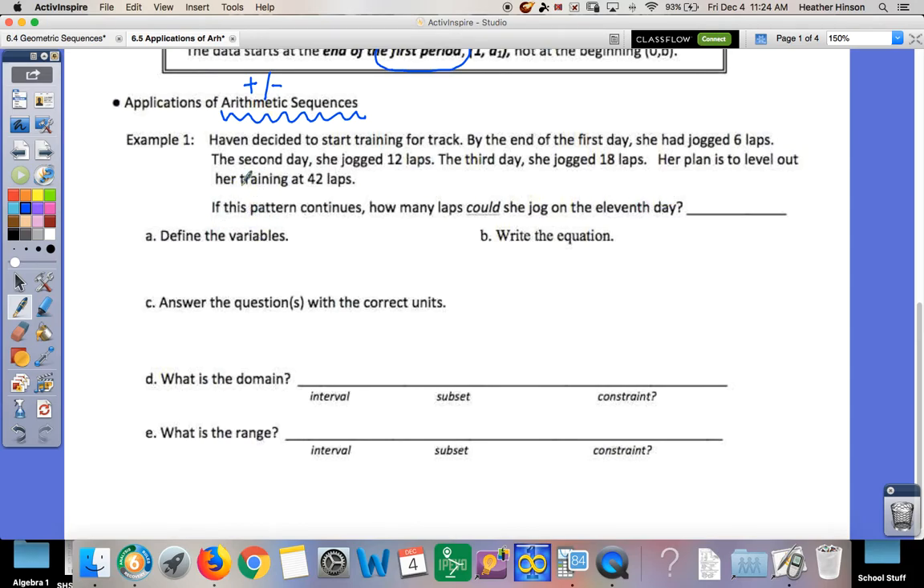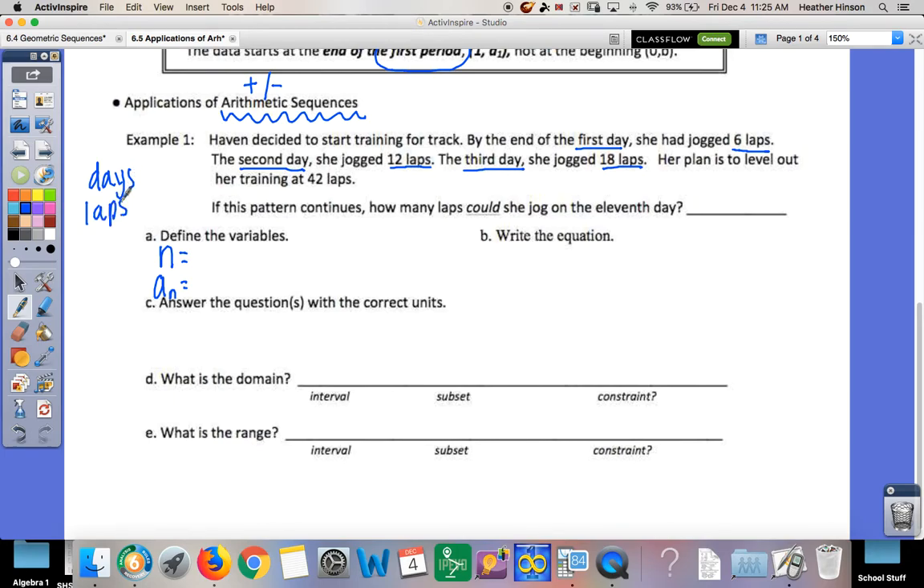So for our variables, these are sequences, so we're not going to have x and y. We're going to have n and a sub n. So what two things is this problem talking about? For that, you can go to your numbers. We have 6 laps, 12 laps, 18 laps. We also have the first day, the second day, and the third day. So we have days and we have laps.